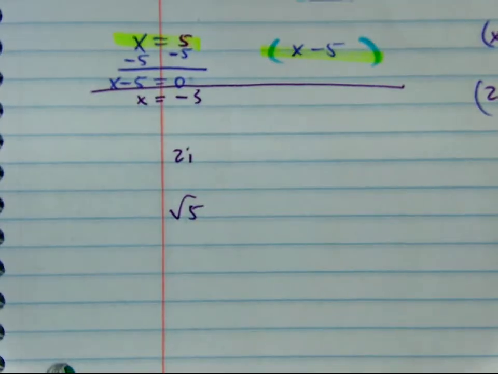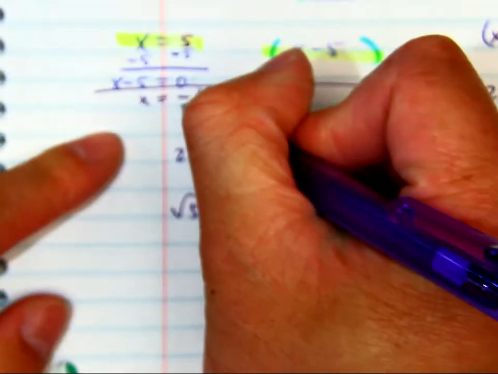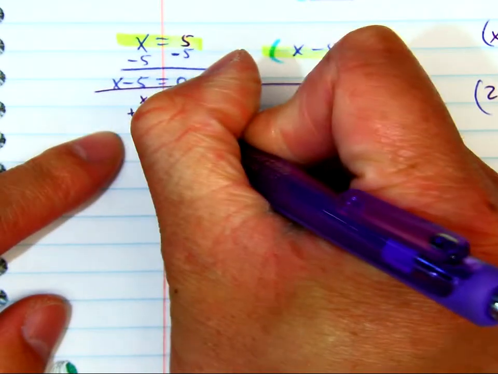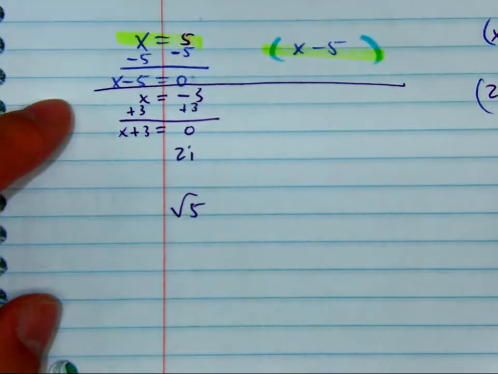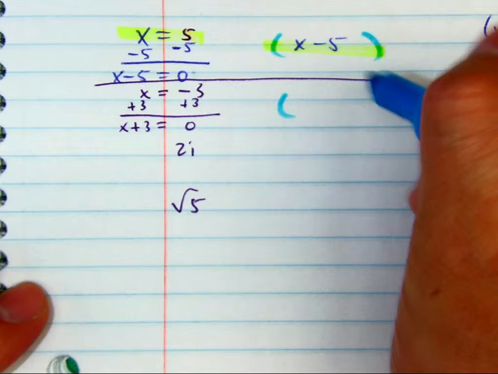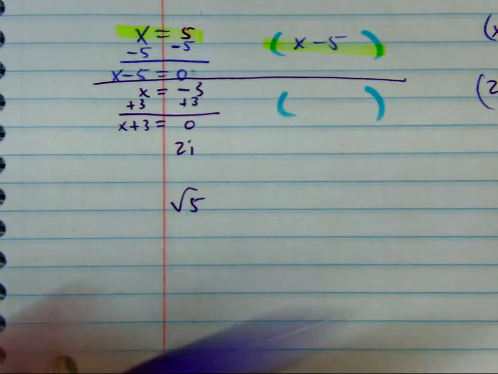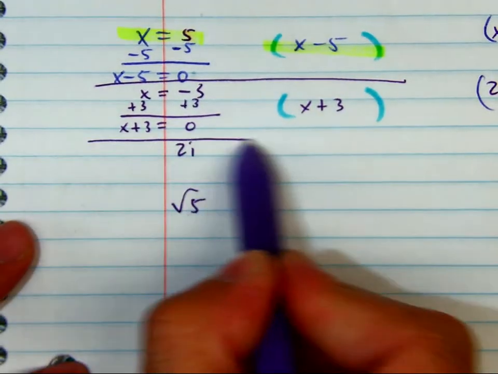Class, how do I set that equal to 0? We're going to add 3, and then I get x plus 3 equals 0. In class, what is my factor? X plus 3. Let's try a different one.